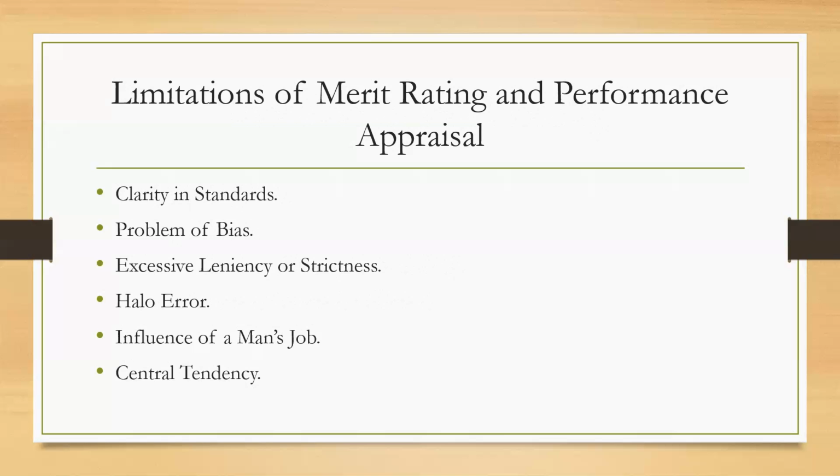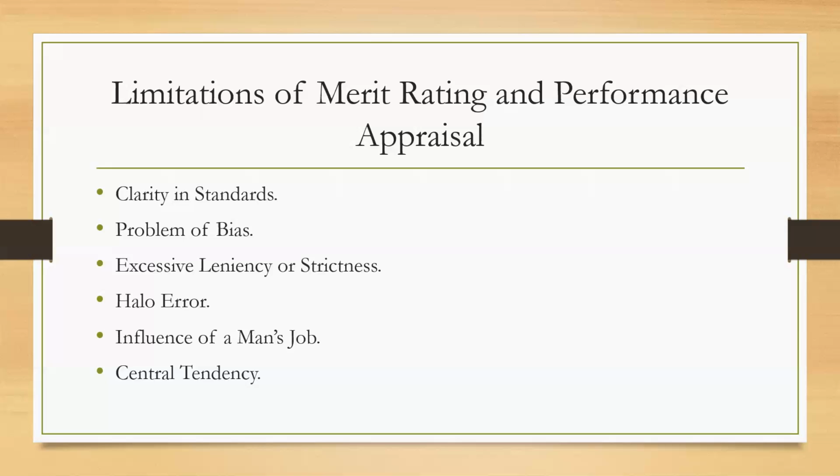Then comes the halo error. Halo error means that the employee's behavior is affected by the behavior of his peers. If his colleagues are not working properly, he will also not work properly. If an employee has good, hardworking, dedicated colleagues, then his work efficiency or productivity also increases. Sometimes employees get the feeling that nothing happens, they are not working, so let us also not work. That kind of halo error comes. Then the influence of a man's job. This is also like biasedness. Sometimes a person's job really influences others. Like if I have a bit of biasedness towards others, then it is not good for my company.